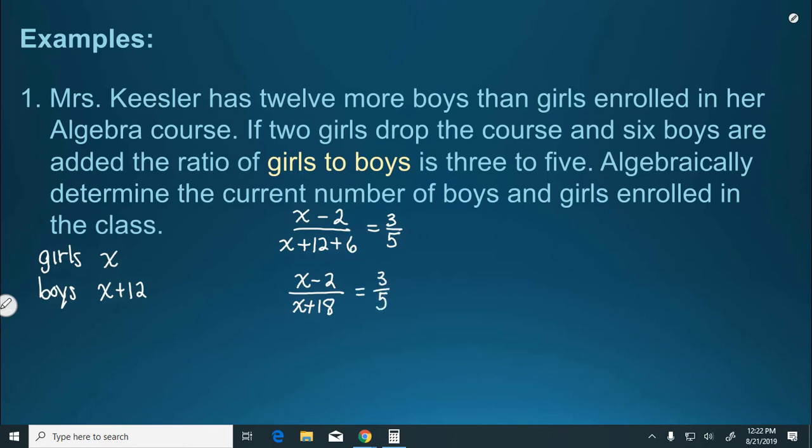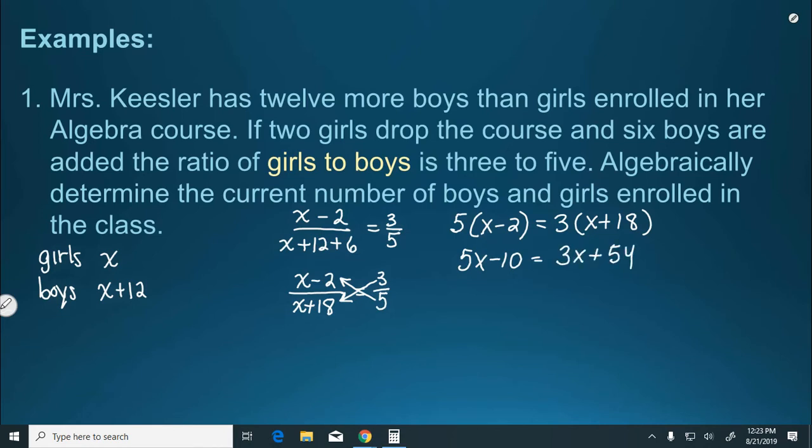Now, like it says in the steps, in order to solve for x, we need to cross multiply. So we're going to multiply 3 by x plus 18 and 5 by x minus 2. When we do this, it's kind of like we're using the distributive property, so I'm going to rewrite it that way. So it's going to be 5 times x minus 2 equals 3 times x plus 18. Distributing the 5, we get 5x minus 10. Distributing the 3, we get 3x plus 54.